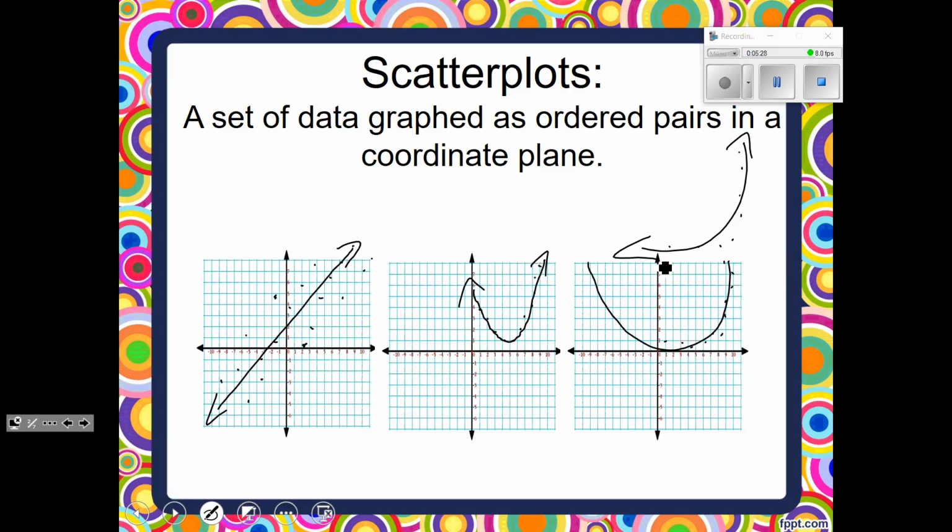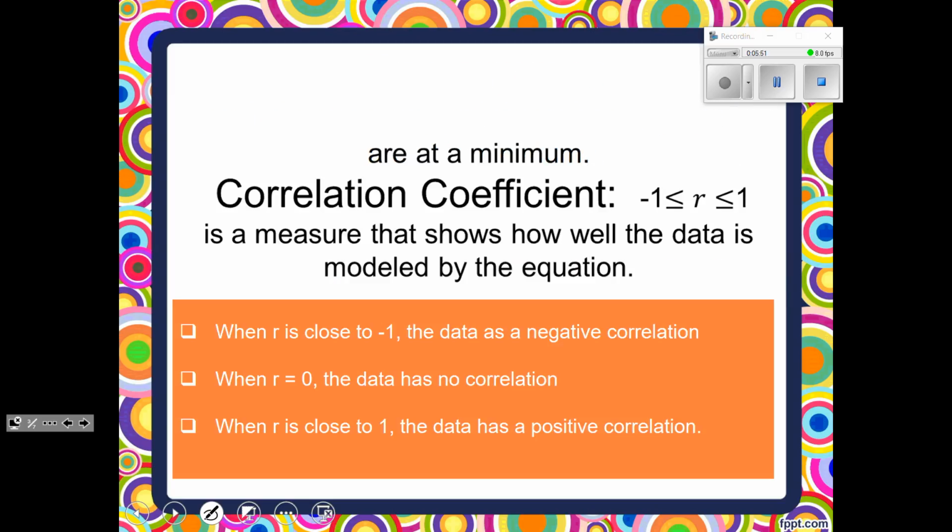You're going to have to use a line of best fit that goes through as many points as possible, and the points that are not on the line should be equal distance from the line on either side. Okay, that is your line of best fit. And it might not just be a line. We're also going to look at quadratic regressions, exponential regressions, and possibly even some logarithmic regressions. Okay. All right, let me let you go ahead and get this down.